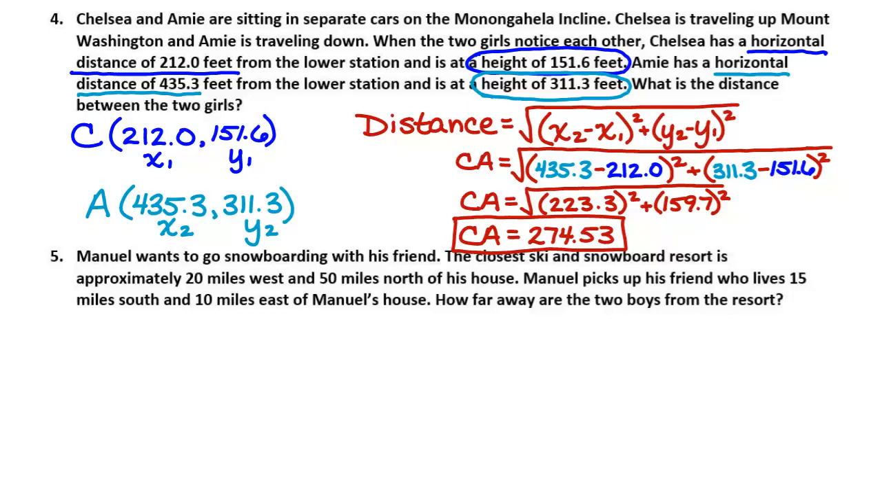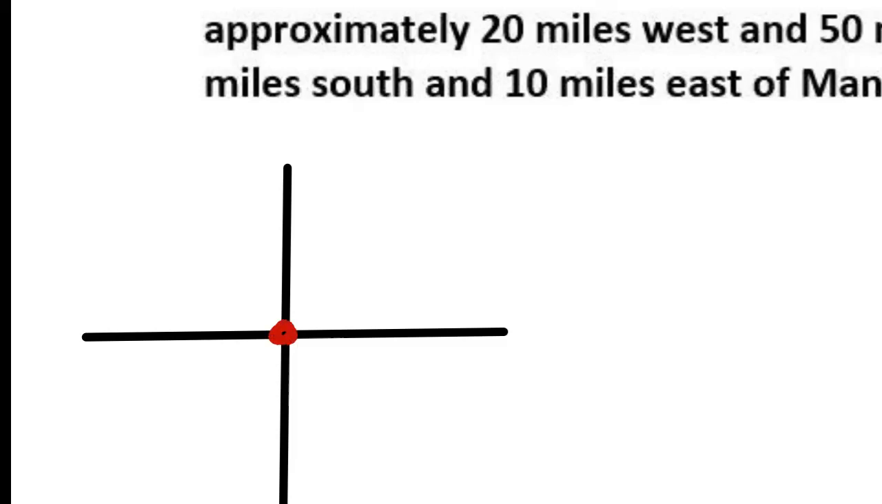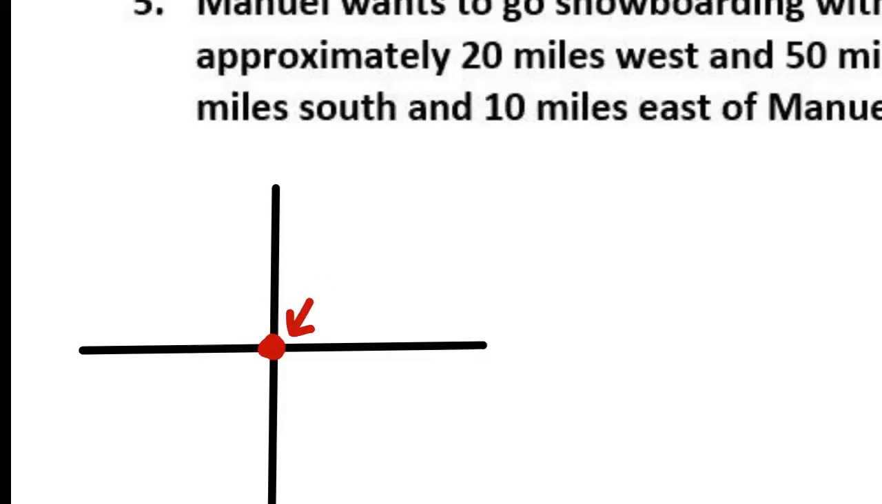It says Manuel wants to go snowboarding with his friend. The closest ski and snowboarding resort is approximately 20 miles west and 50 miles north of his house. I'm going to draw a real quick XY axis here so that I can kind of see what they're describing to me. Okay, so right in the center is Manuel's house.